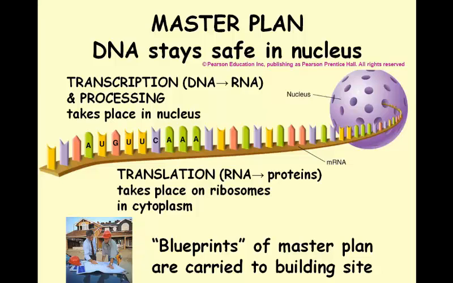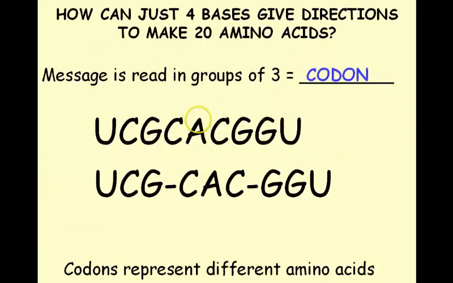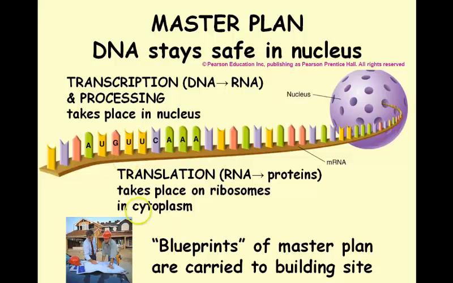So DNA stays safe in the nucleus, like we said before. Transcription has to happen in the nucleus, where we go from DNA to RNA. So remember, we're just rewriting that DNA sequence. And then translation, where we then speak. So when we translate that message, we're turning it into a usable form, we're turning it into our protein, we call that translation, and that's going to take place on the ribosomes in the cytoplasm. So the blueprints of the master plan are carried to the building site. So the RNA are your blueprints, carried then to the contractor, the ribosome.